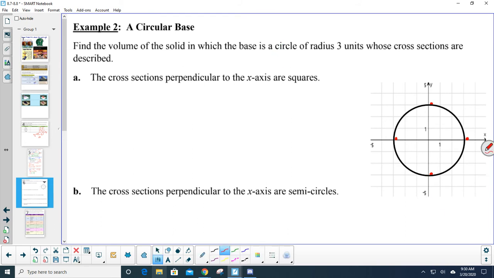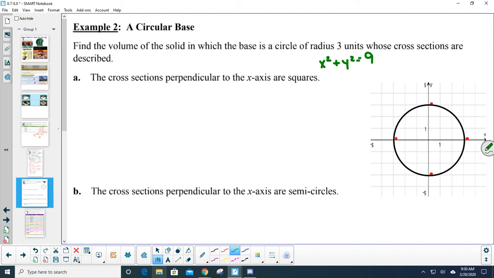Now, do y'all know the equation for a circle? You need to know that. They're going to expect you to know that. For the area? No, just the equation of the circle. X squared plus y squared equals your radius squared. Y'all okay with that?